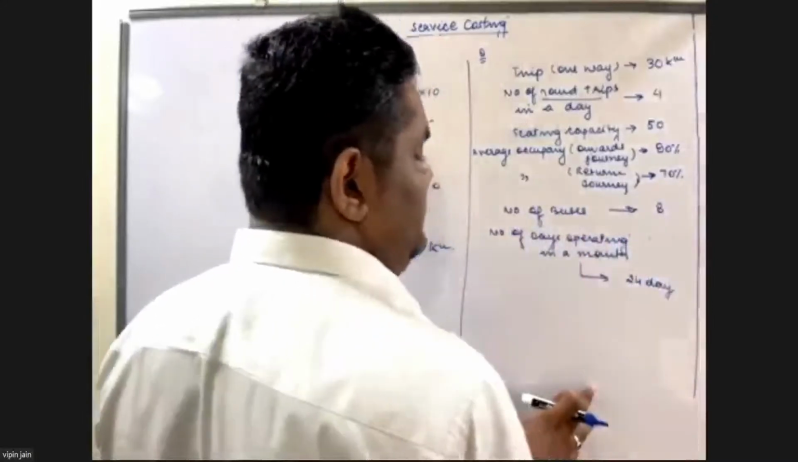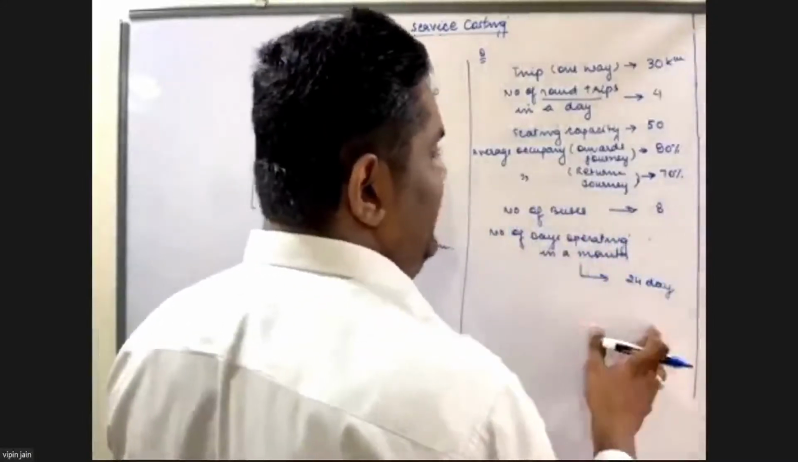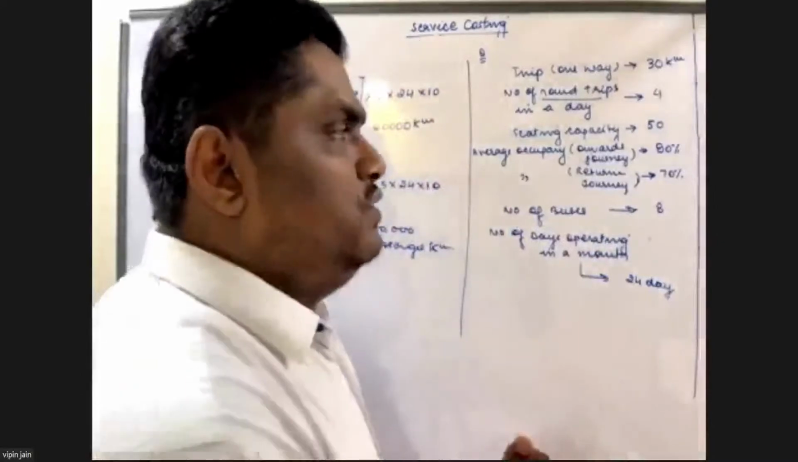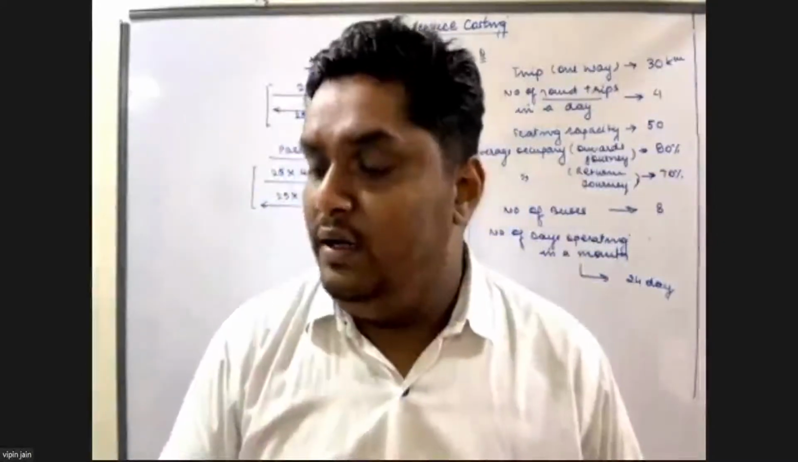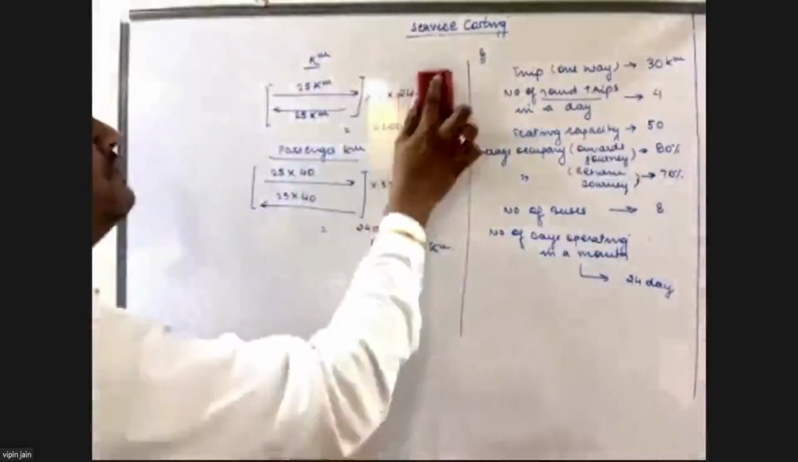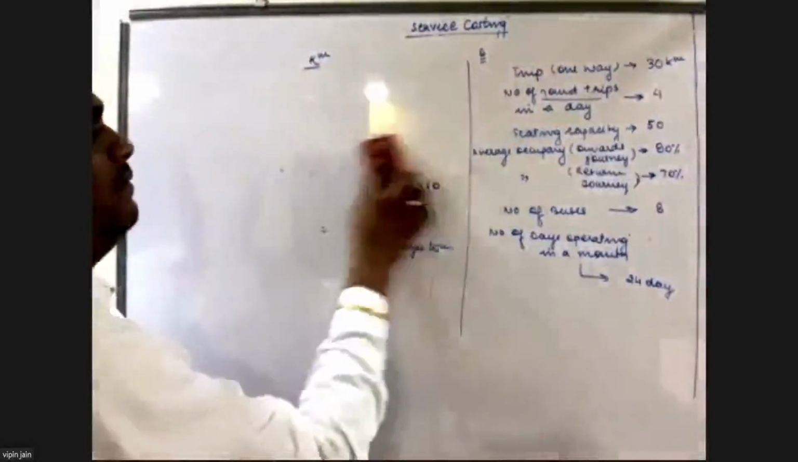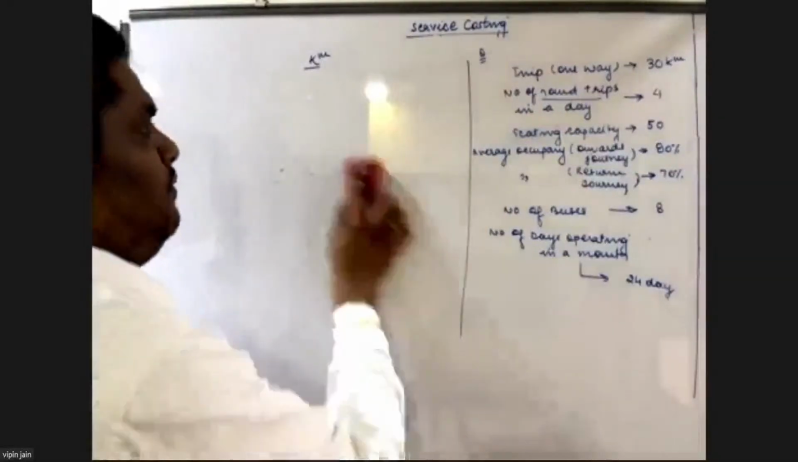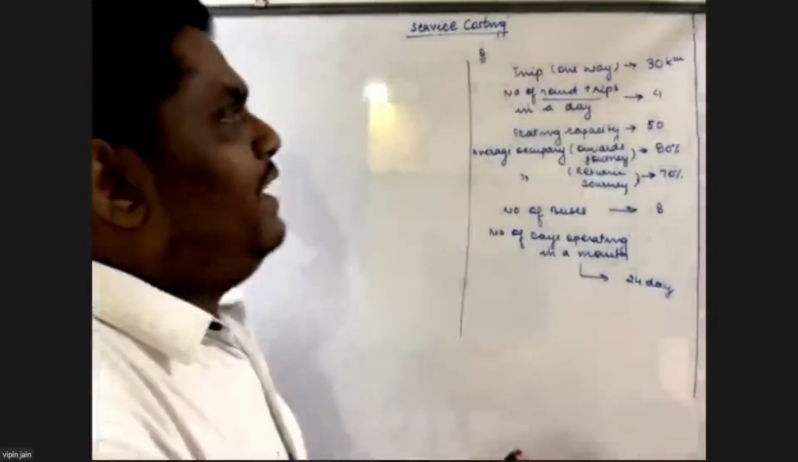Total number of buses is 8. Number of days operating in a month is 24 days. So you are requested to calculate the kilometers and passenger kilometer. Waiting for your answers.